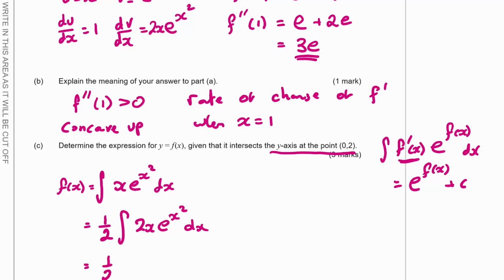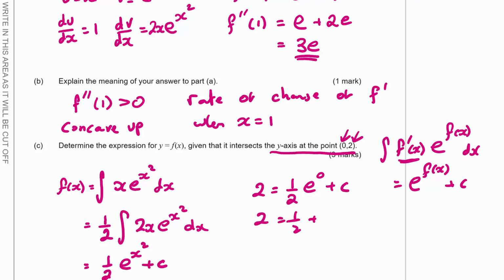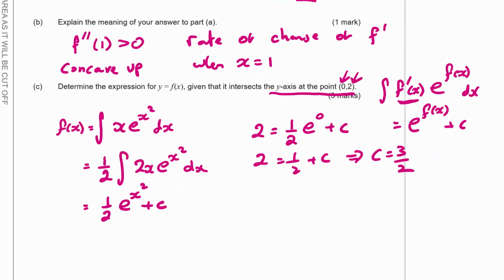So this is going to be a half e to the x squared plus a constant. Now we're given that when x is 0, f is equal to 2. So we've got 2 is equal to half of e to the 0 plus c. So 2 is equal to a half plus c, which means that c equals 3 over 2. And therefore our function is going to be half e to the x squared plus 3 over 2.